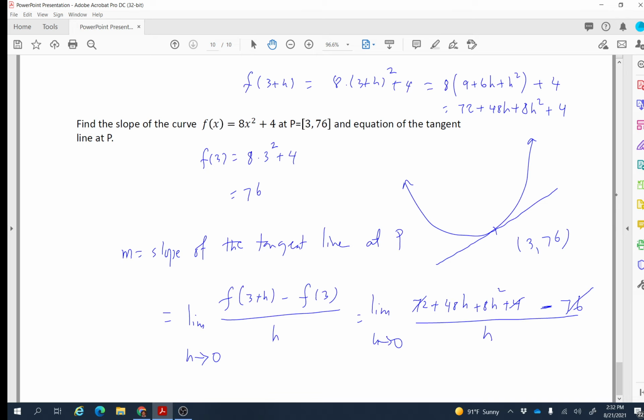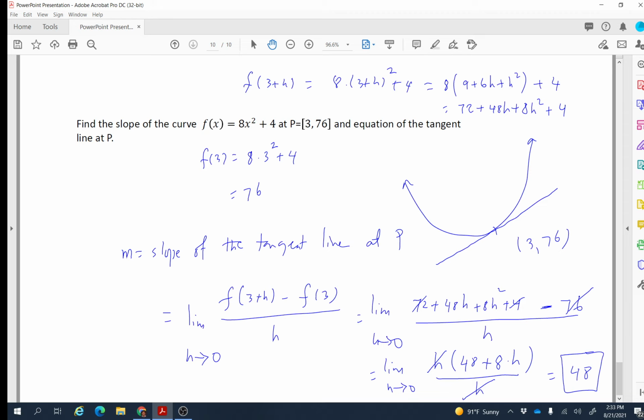Now for finding the limit of this expression, first of all simplify it. On the top, if you factor out h, that will be (48 plus 8h) times h over h. You can just cancel that out, and now find the limit of this expression. Just take h approaching 0, so the second part would be 0, so finally you get 48 only. So the slope of the tangent line on this curve at this point is 48.